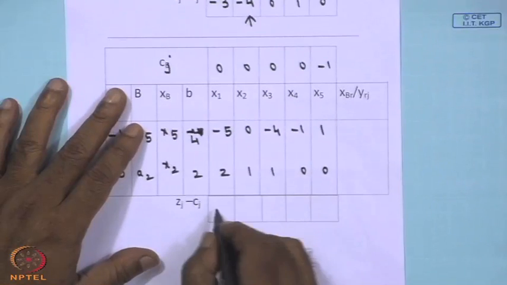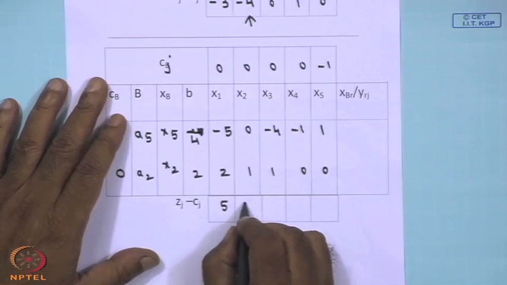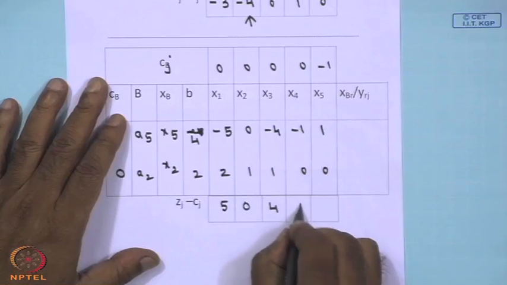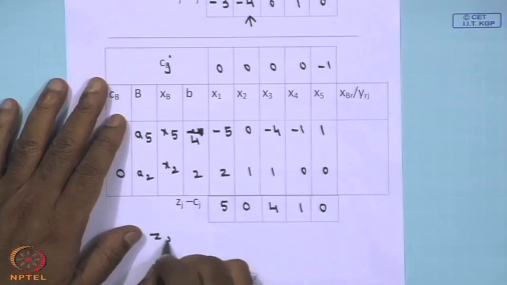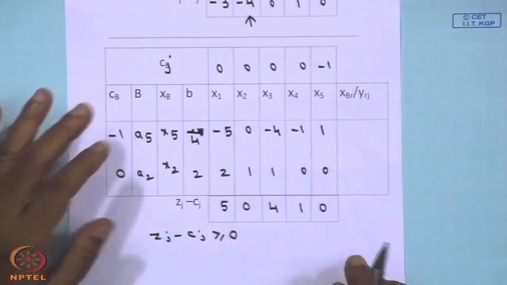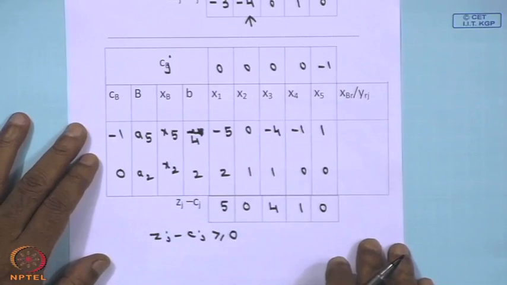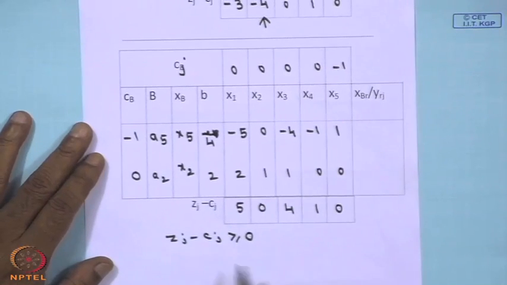Calculate the Zj minus Cj, that is 5, 0, 4, 1, 0. So, in this case Zj minus Cj is greater than equals 0. So, we stop for this case. What happens now? Zj minus Cj is greater than equals 0, it is fine. So, we will not proceed, phase 1 ends here.